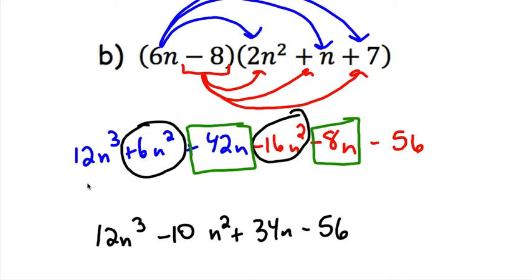Then I go on to my n's. 42n minus 8n is 34n. And then I have this minus 56 with no other number to combine with it, so I bring it down. And I'm finished. That's it. 2 steps.